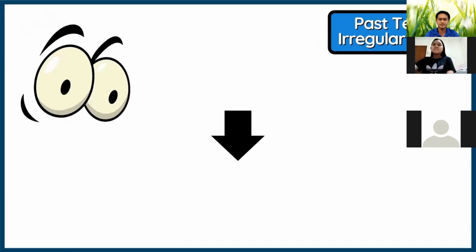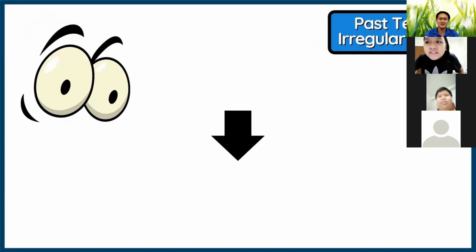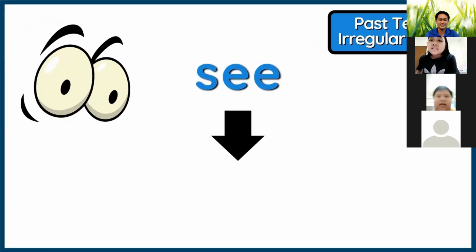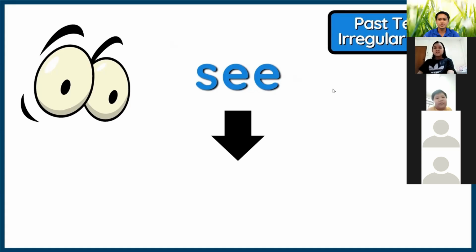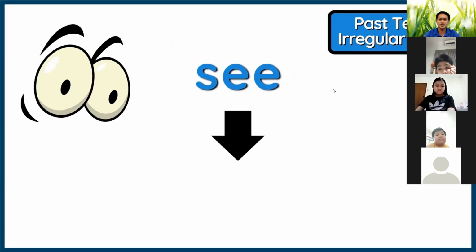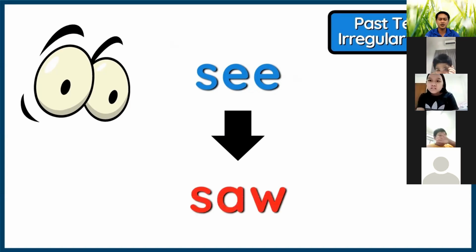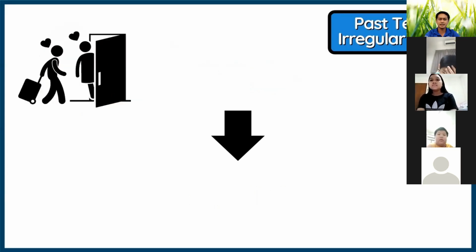Next verb. See. Very good. Spell see. S-E-E. Okay. What is the past tense for see? Saw. Okay, very good. The past tense for see is saw. S-A-W.